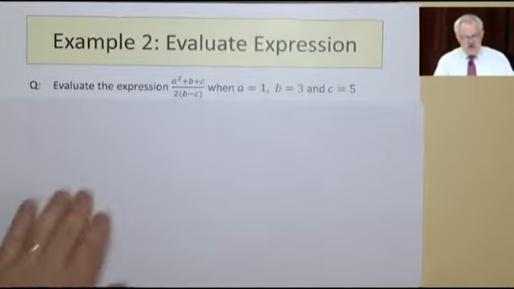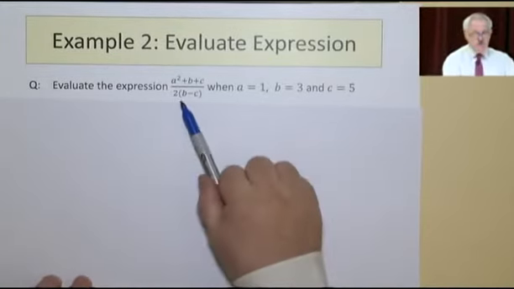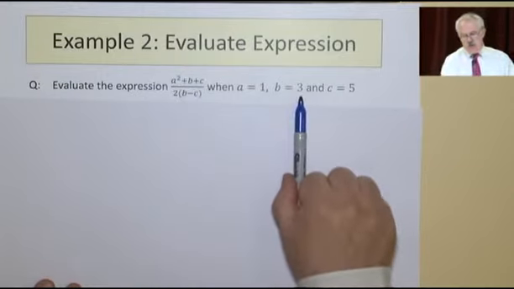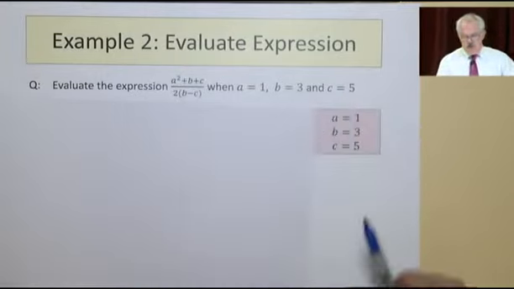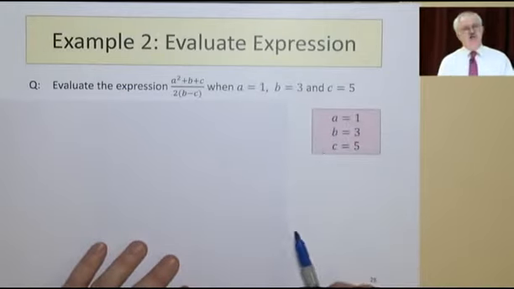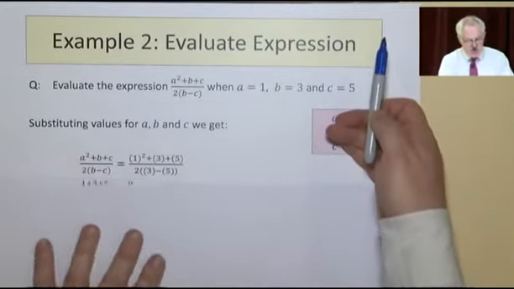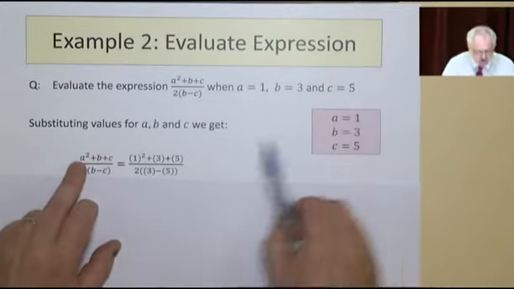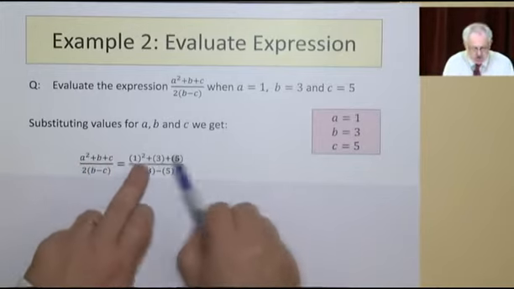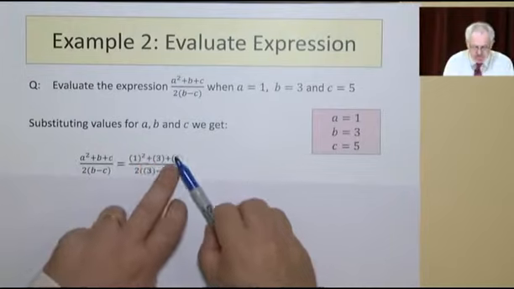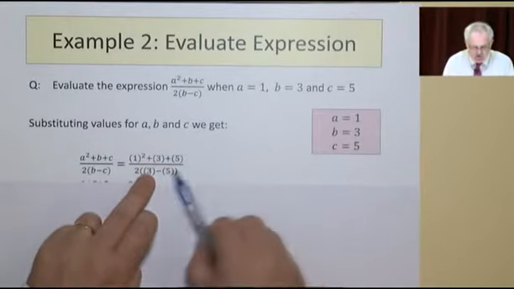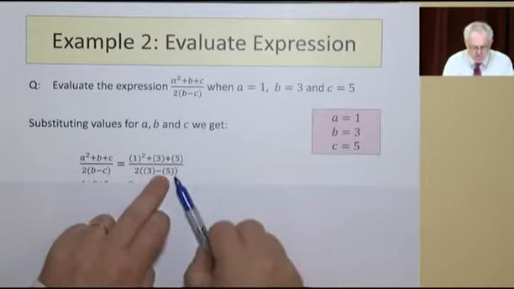Second example, evaluate the expression a squared plus b plus c over 2 into b minus c. You're given this, where a is 1, b is 3, and c is 5. So again, I just draw the box. A is 1, b is 3, c is 5. And I go into lockdown mode. I rewrite the equation out, and I say a is 1 squared, b is a 3, and c is a 5. Then 2 into b, that's the 3, minus the 5, and I've written it out.